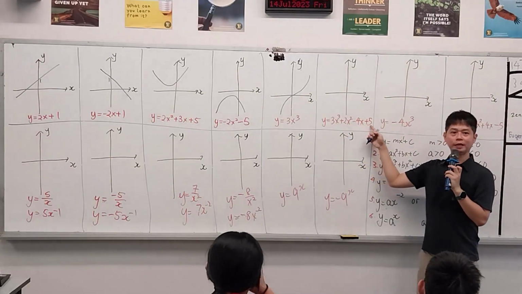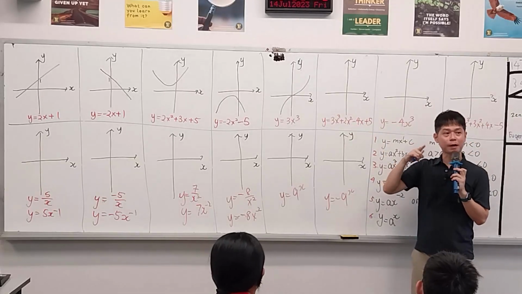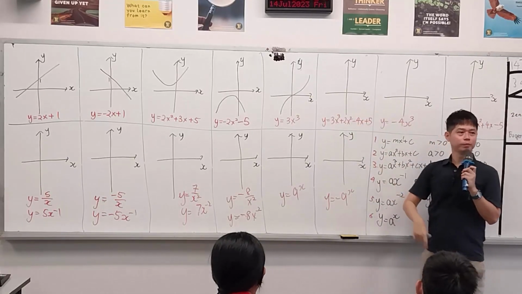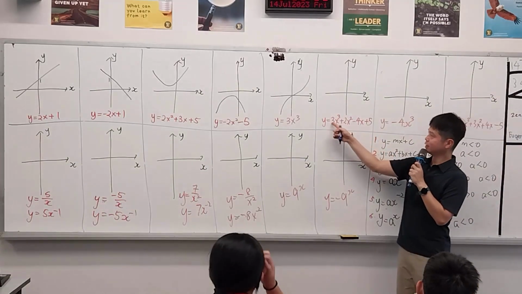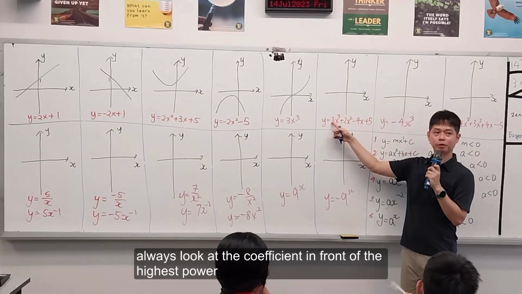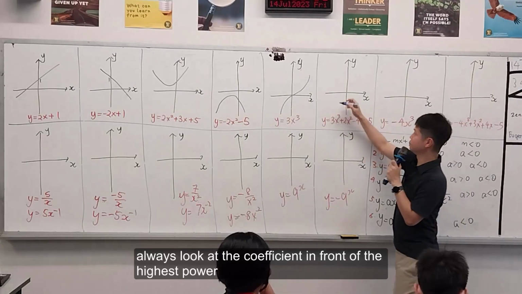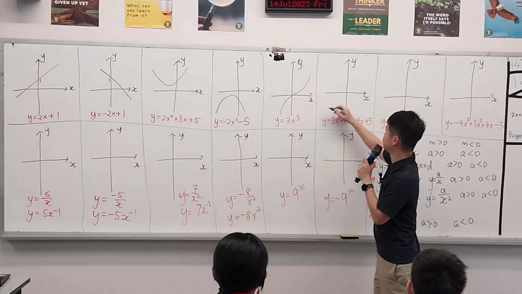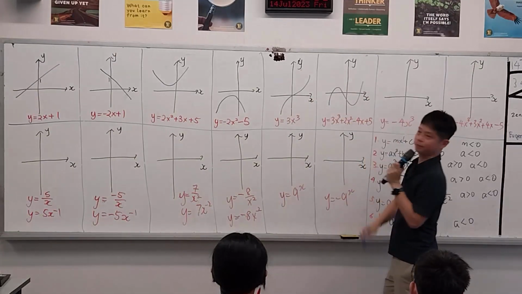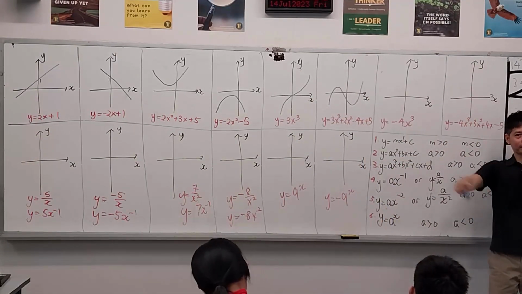Same thing, but I added a lot of funny things behind, right? But the highest power is still cube. So is it going up or going down? Still going up, because it's still positive x cube. So just now was what? An N shape and then the U shape, right? Now it's also an N shape and then the U shape.